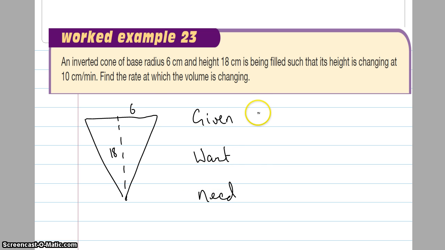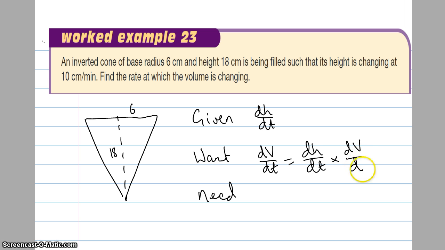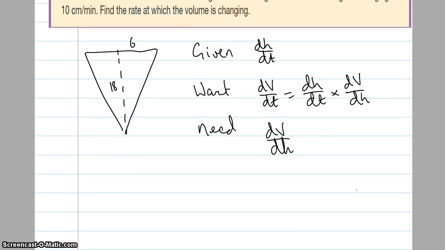The thing that I've been given is dH/dt. And what do I want? I want the rate at which the volume is changing, so I want dV/dt. And I know that that is just dH/dt multiplied by dV/dH. So what I really need is dV/dH. Okay? So I need to find dV/dH.